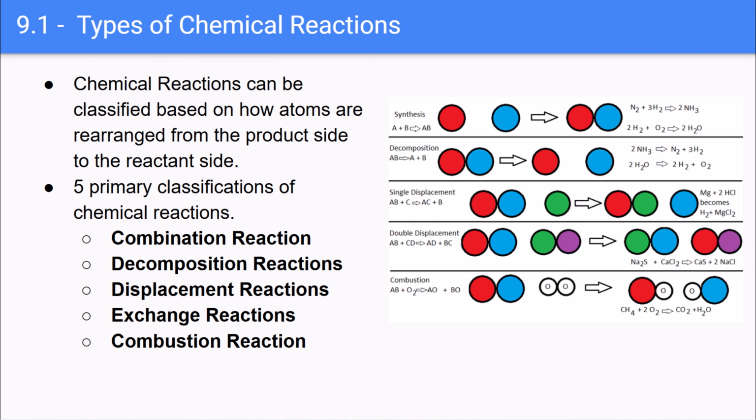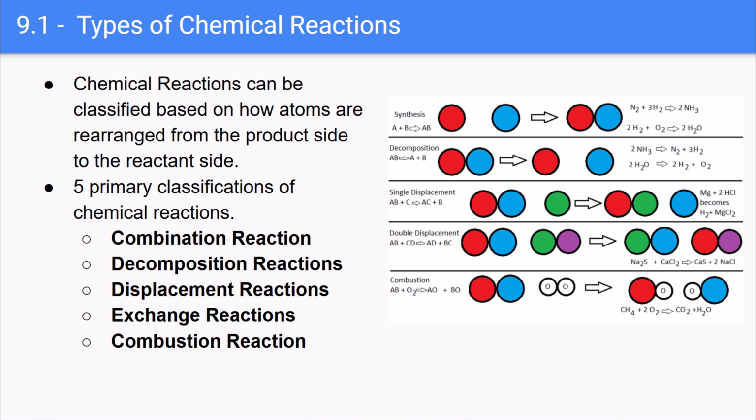All right, so our next step in working with chemical equations, other than just writing them out and balancing them, is to determine what type of reactions there are. Chemical reactions can be very easily classified based on how the atoms are rearranged on the product side from the reactant side. There are 5 different ways that we typically classify chemical reactions. We classify them as either combination, decomposition, displacement, exchange, or combustion.